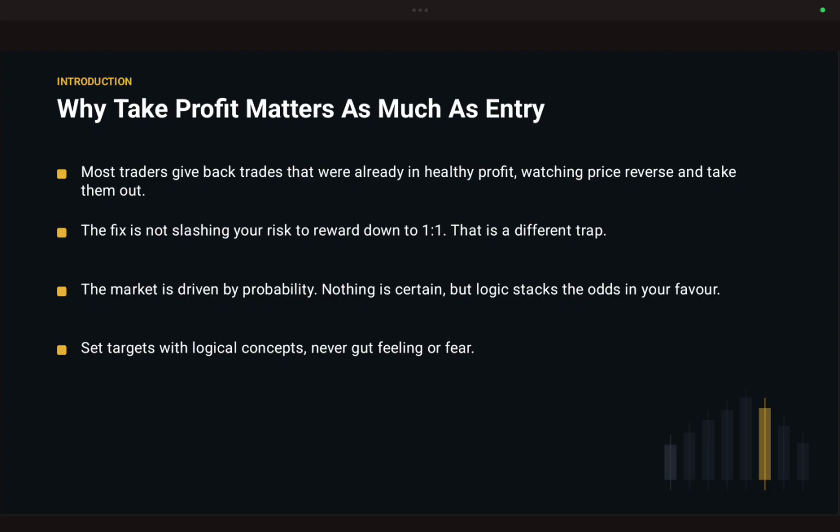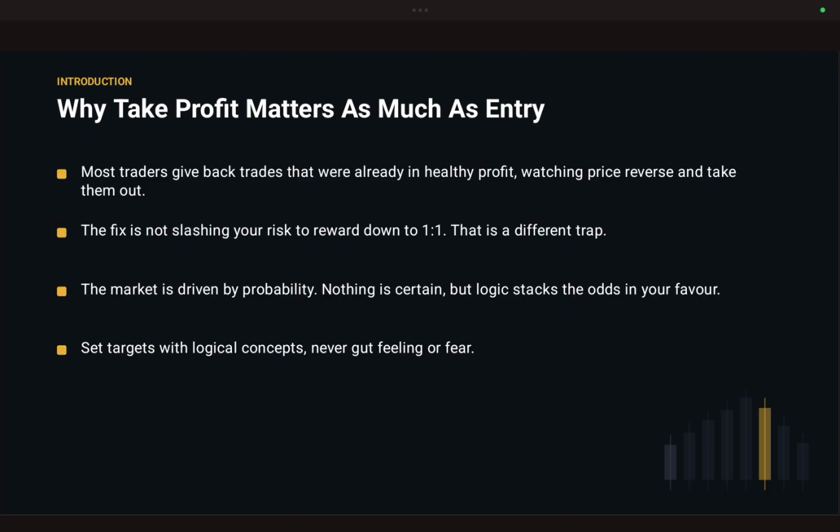Again, the fix is not in slashing your risk to reward down to 1:1. A lot of people, in the quest not to overextend their take profit levels because they have been getting stopped out, now limit their take profit levels to 1:1, risking $1 to make $1. That is a different trap, and that is not what we want to talk about here.